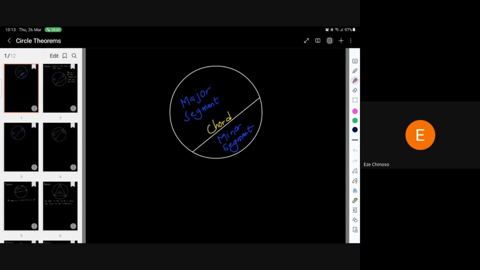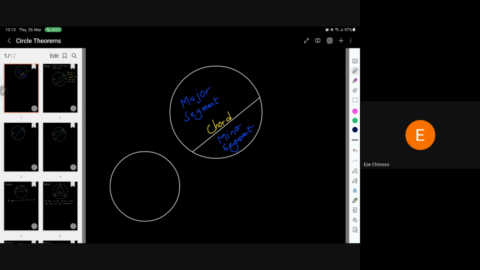So now the key thing about a circle is when you have a circle like this, any line that you draw from the edge of the circumference to another end of the circumference is known as a chord. So any line that runs from one point on the circumference to another point on the other side of the circumference is what we regard as the chord, right?